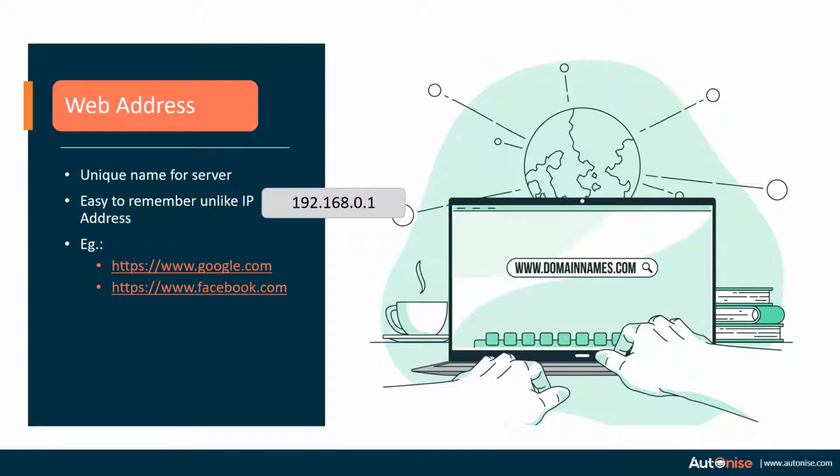Each web address is connected to an IP address. For example, a web address can look like https://www.google.com or facebook.com. So the takeaway is the web address corresponds to an IP address, which is the name of a computer.